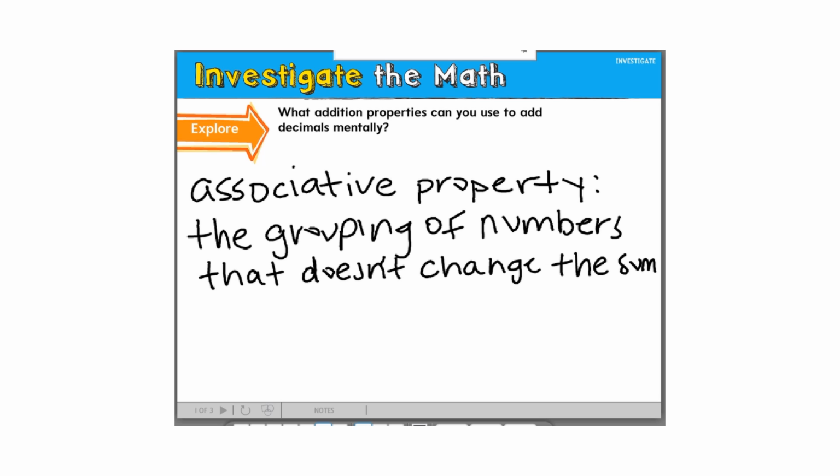So the sum is the answer to your addition problem. And so what we're saying here is the way that you group the numbers when you're adding doesn't change the value. So if I choose to group a couple of numbers differently in order to be able to add them in my head, that's what you should do. So for example, usually you'll see parentheses on these ones.